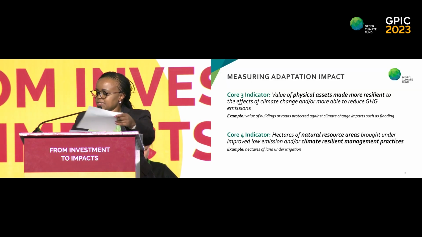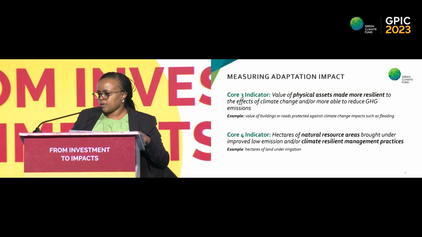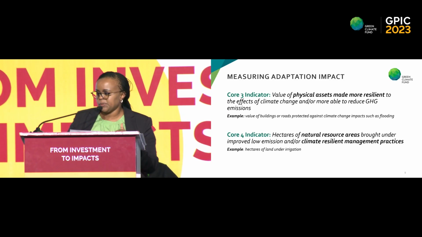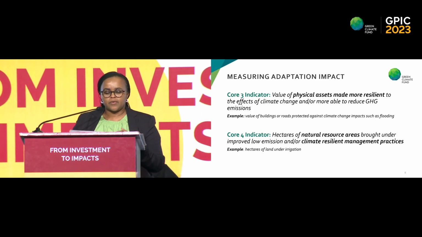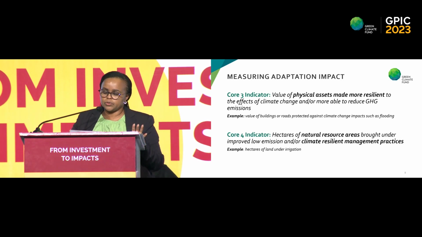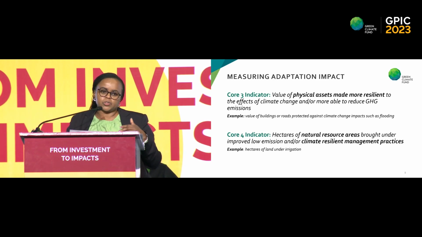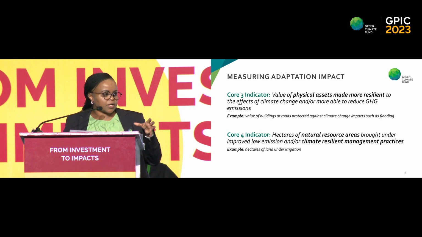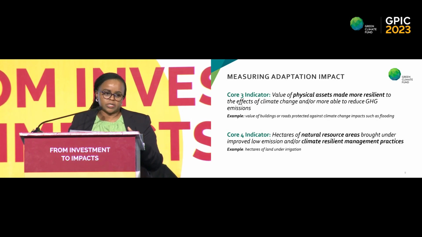The second one is talking about the value of assets that have been made resilient from the effects of climate change, and how we help them to reduce GHG emissions. And here I think we've given an example. If you're looking at a road that's consistently flooded and you're able to come up with drainage that helps deal with flooding, the value of that road is what we use as one of the indicators.